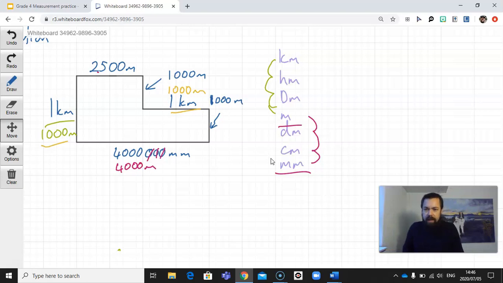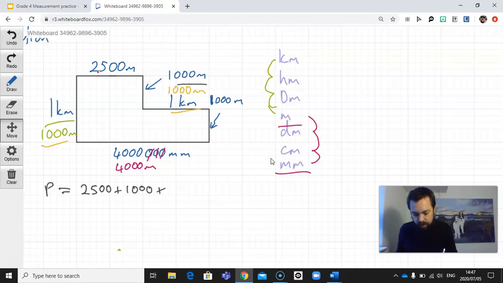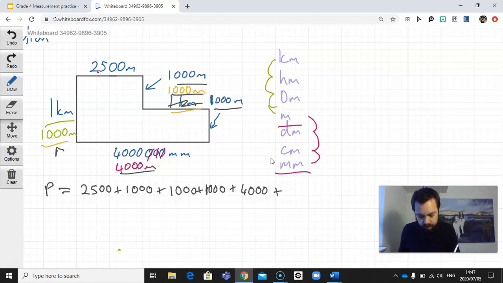So now that we've got it like that, it's going to be quite easy to put it all together. So perimeter, when we work out perimeter, we add together all the sides. So I'm going to start at the top with 2,500 plus 1000 plus 1000. Notice I'm ignoring my kilometers now because I've changed it into meters. Plus 1000 plus 4000 and plus 1000.